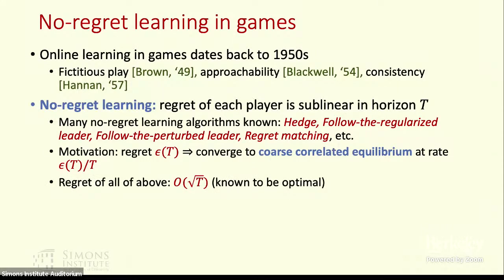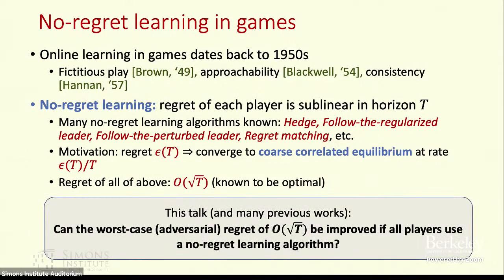And what's nice is that all of these no regret learning algorithms have regret that grows on the order of the square root of the horizon T. So what that means is that gives convergence to coarse correlated equilibrium at a rate of 1 over root T. And this rate of 1 over root T is known to be optimal against the worst case adversary.